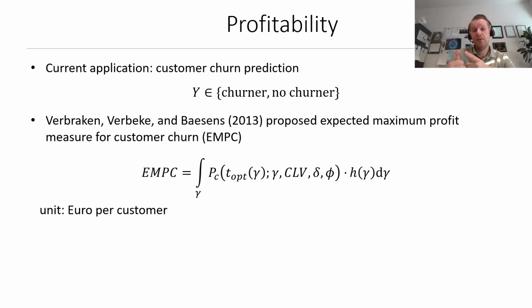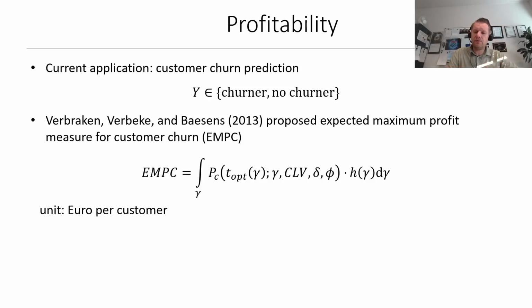We have developed profit measures together with my colleague, ex-PhDs Thomas Verbraken and Wouter Verbeke, for churn prediction. And then we extended this profit measure for credit scoring. And recently, we have also developed profit measures for fraud detection. So if you're interested in any of these profit measures, feel free to drop me an email and I can send you a link to any of the publications on the topic.